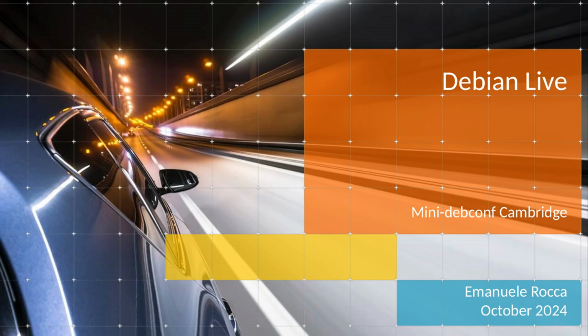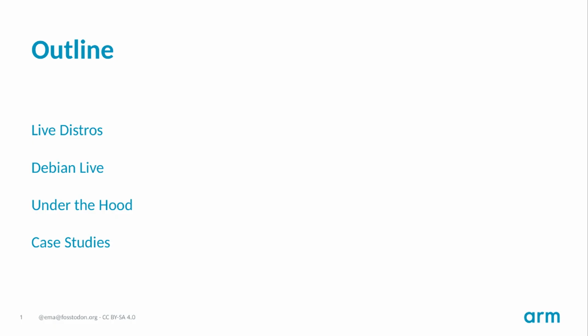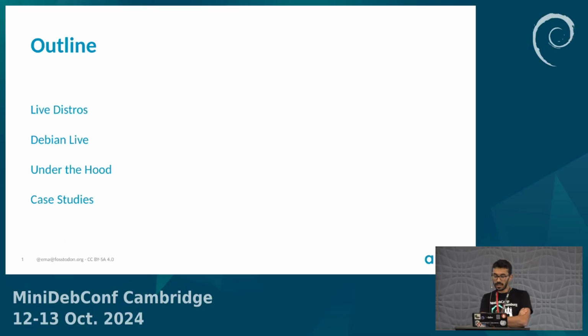Thanks very much. Yeah, so the topic is Debian Live. General outline, so that you're not surprised about the crazy things I will tell during the presentation. We'll start with a bit of an intro on live distros, what they are, a bit of history. Not a very long section. Then I'll talk about Debian Live specifically, what Debian Live is and how it works a bit in general, and then also more in detail under the hood. And then we'll conclude with a few case studies, a few interesting, I hope, examples of how Debian Live is used or can be used.